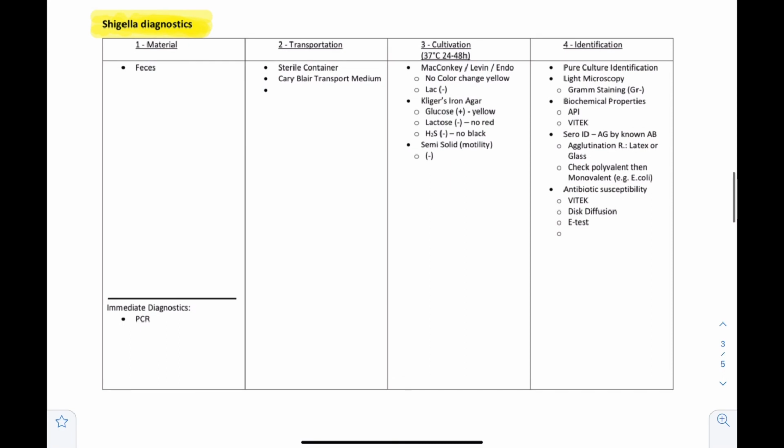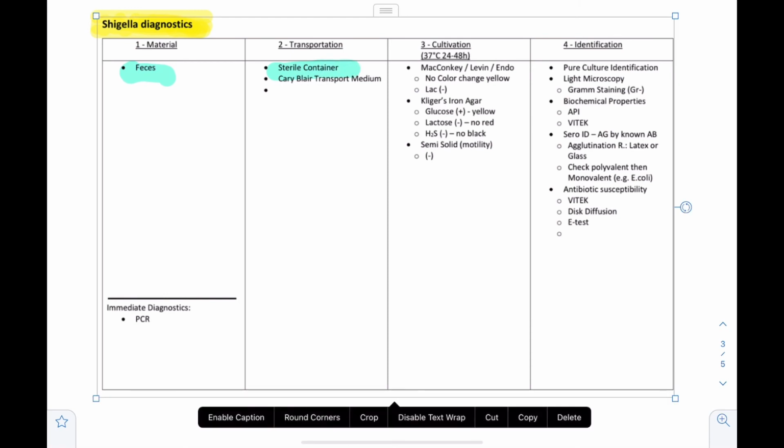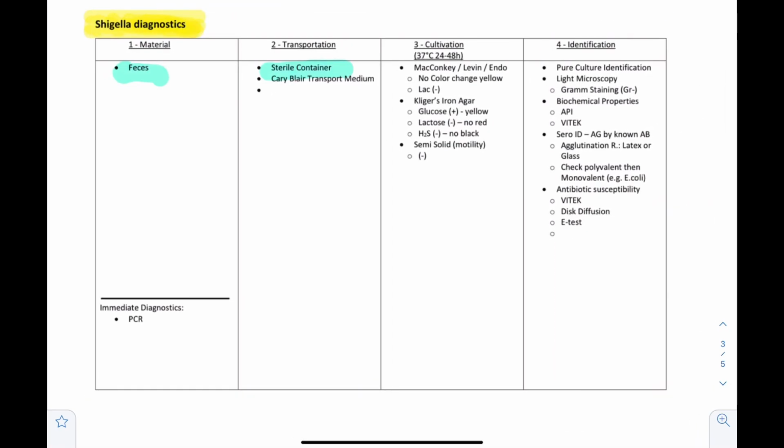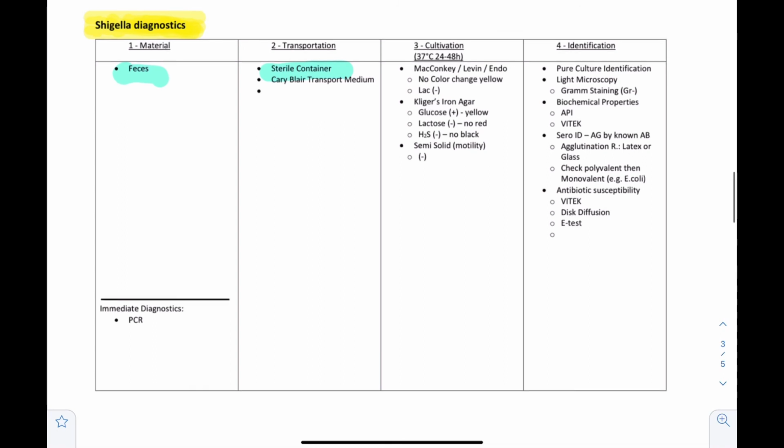And then the Shigella diagnostics, the same thing. Just read through this diagnostics table and you will be able to get it. And again for Shigella, the one thing you need to remember is that it does not ferment lactose, except Shigella sonnei. It slowly ferments lactose, and it takes 48 hours. So the same identification processes.